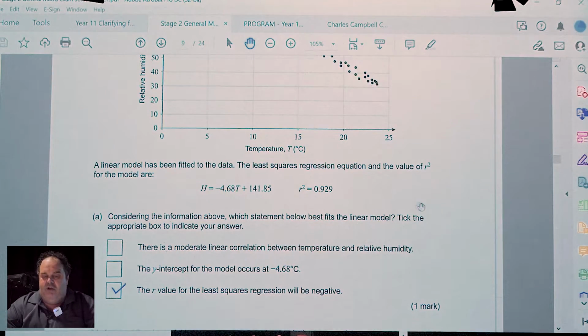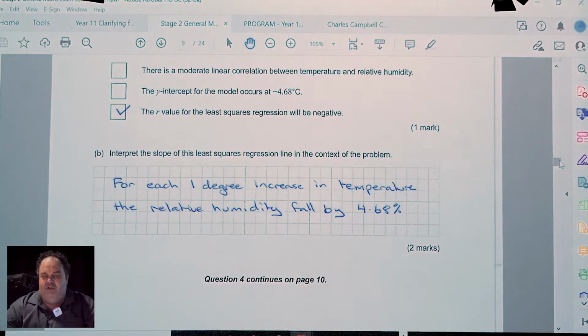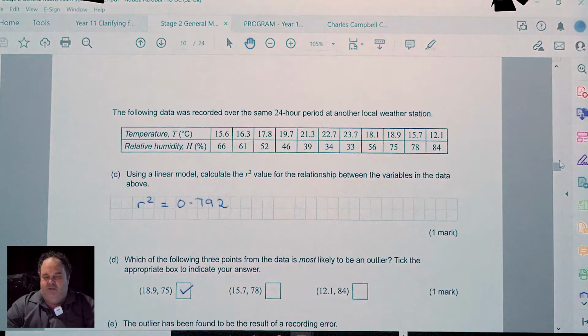The graph's going down. As one value increases, the other value is decreasing.